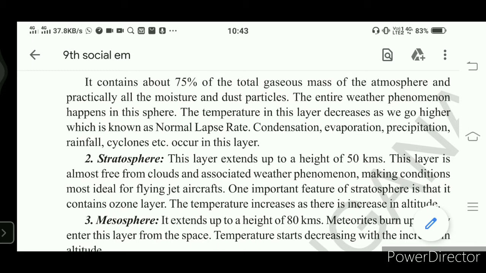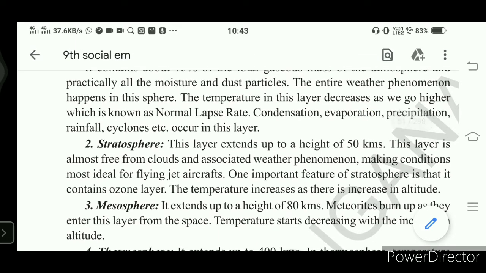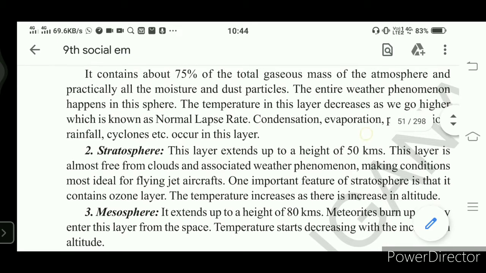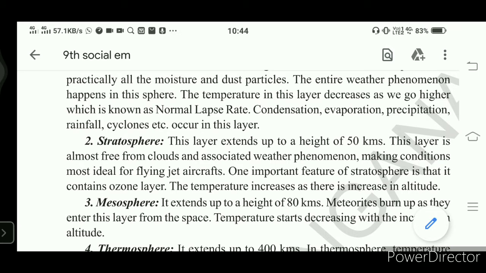Understand? It is the lowest layer, and on average it is 13 kilometers in height, with 8 kilometers thickness at the poles and 18 kilometers thickness at the equator, right? And all the gases present in the atmosphere we find in the troposphere, and all the changes taking place in the atmosphere happen in the troposphere only. This is the troposphere. Next we move to the stratosphere.